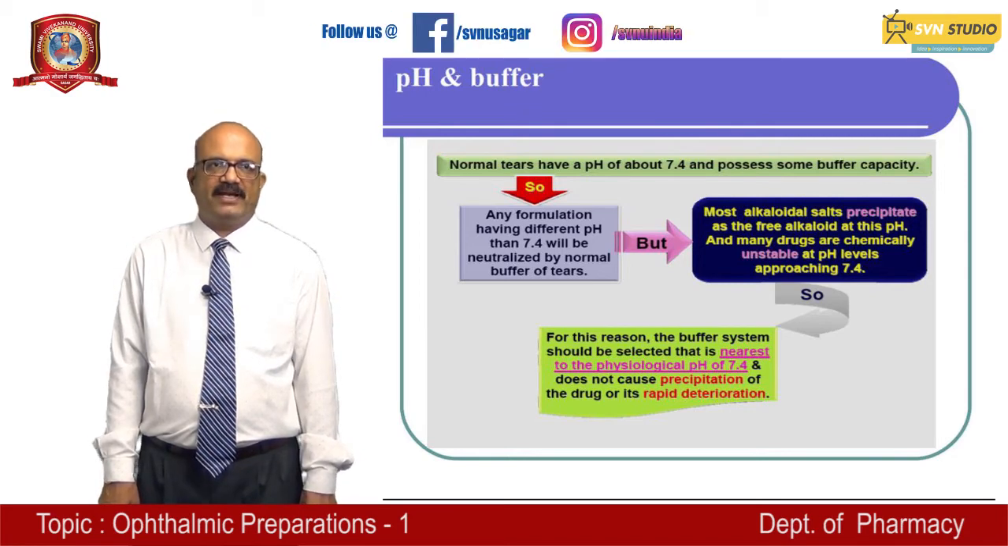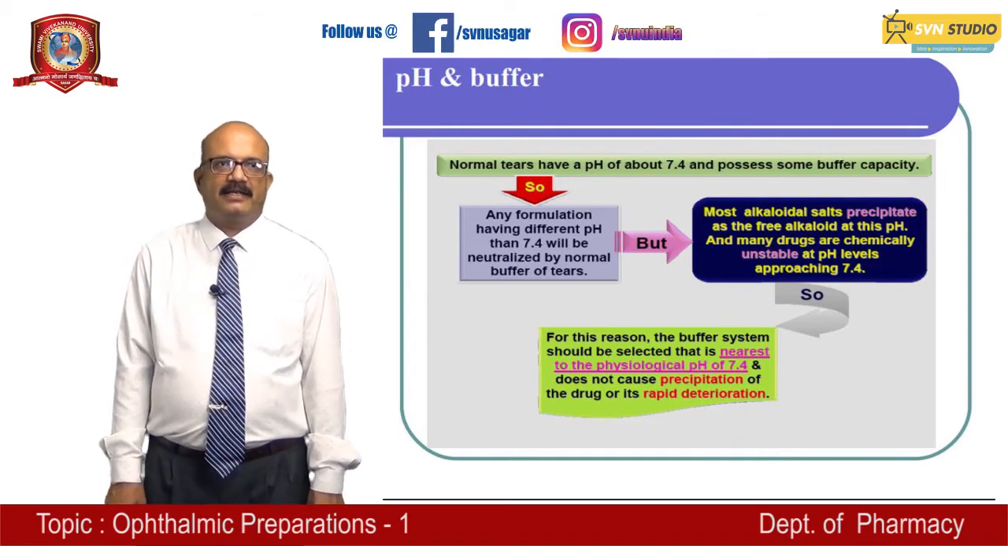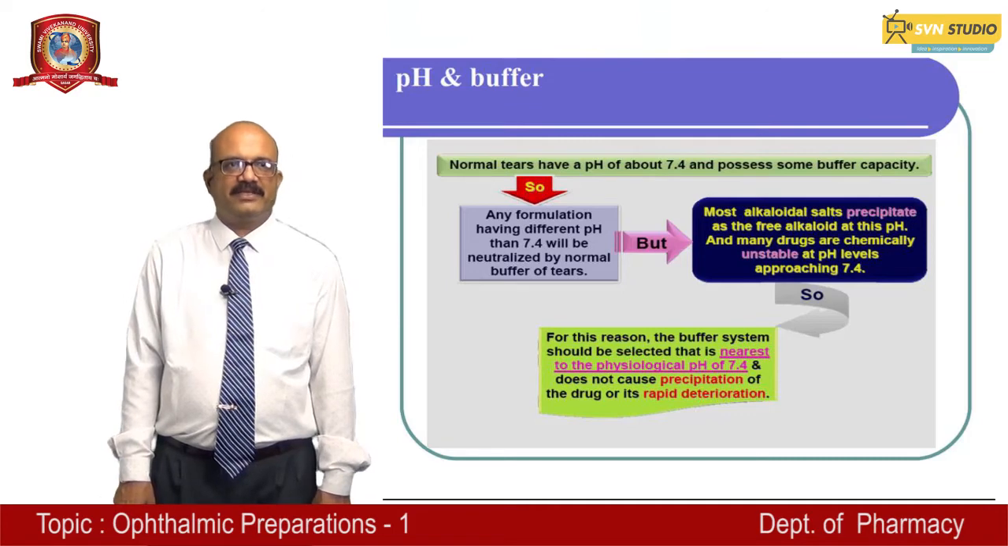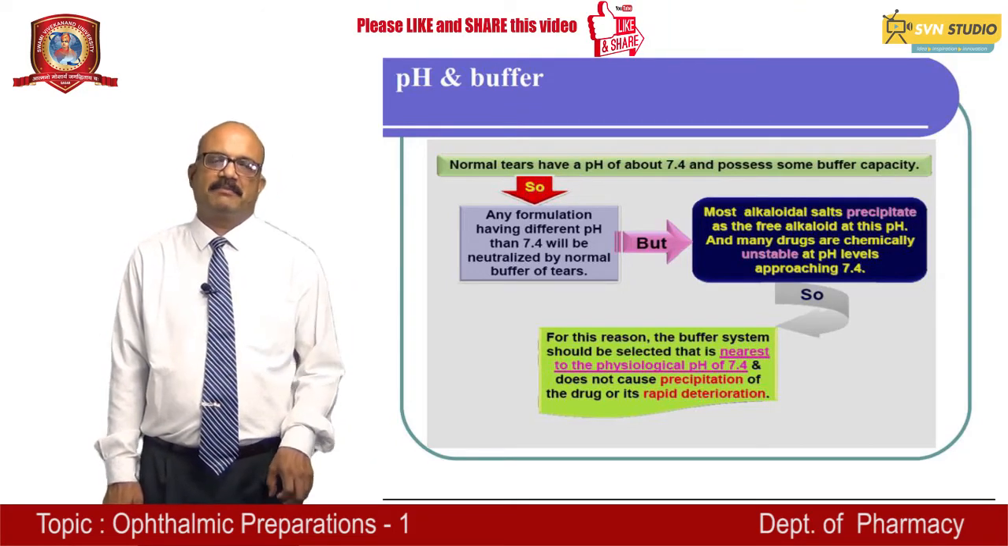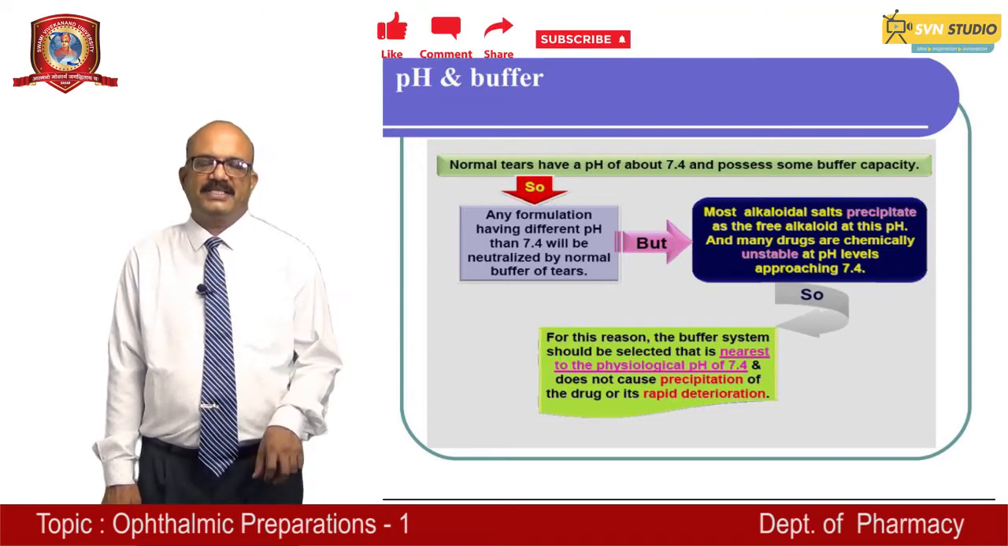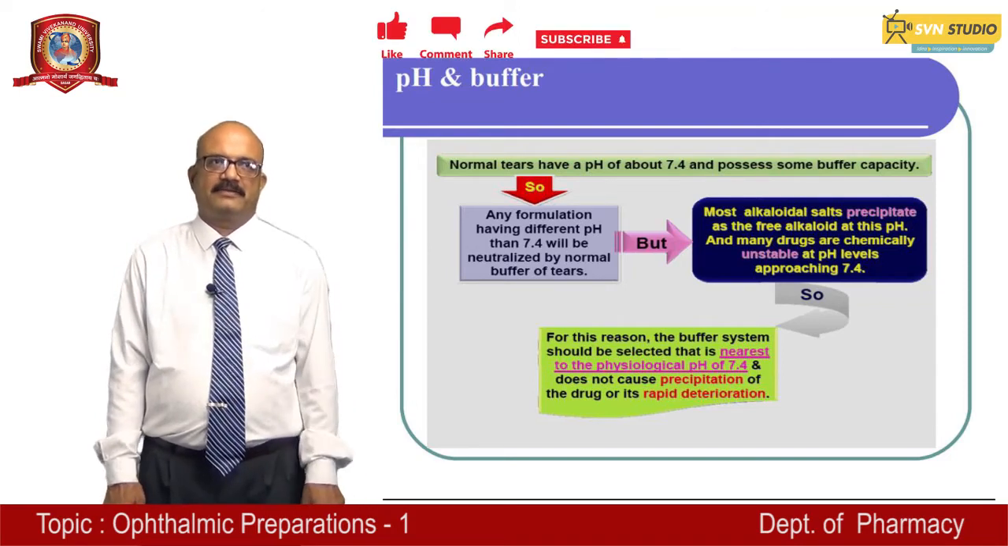So for this reason, the buffer system should be selected that is nearest to the physiological pH of 7.4 and does not cause precipitation of the drug or its rapid deterioration. This is the basic reason for maintaining the isotonicity and the pH of that product.